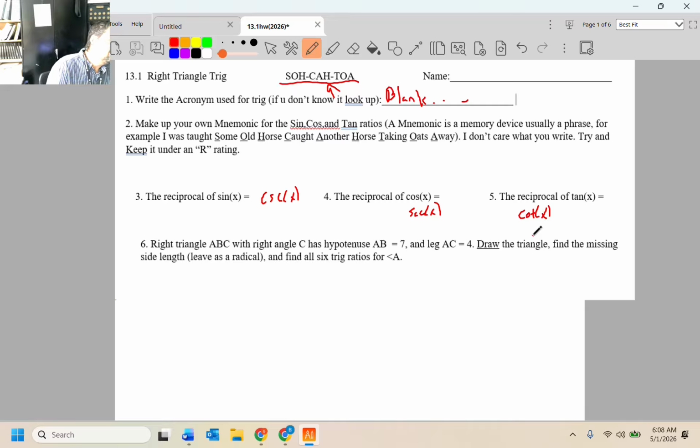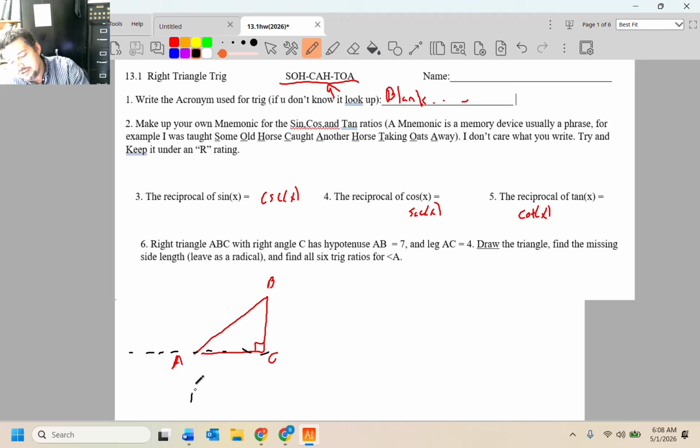All right, number 6, right triangle ABC with right angle C has a hypotenuse AB equals 7. Now, she has a right triangle, and there's a reason I draw the way I do, but put your angle of interest right here. The reason I do it this way is because it's on an imaginary XY axis. That's how we draw them. We're told that AB is 7, A to C is 4. You're supposed to draw the triangle, find the missing side length, and leave as a radical.